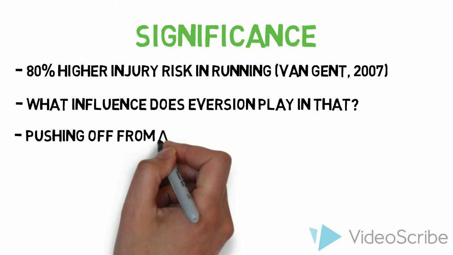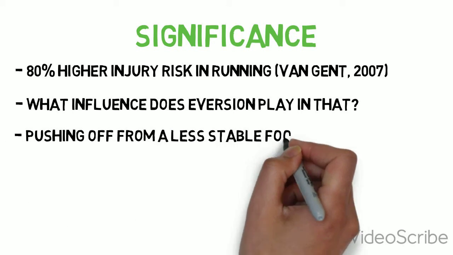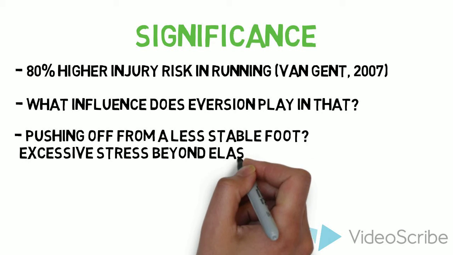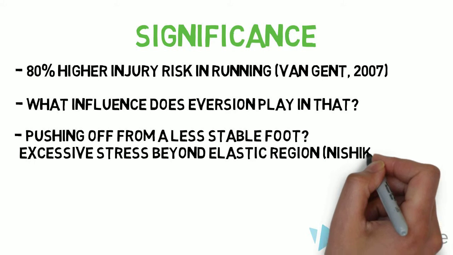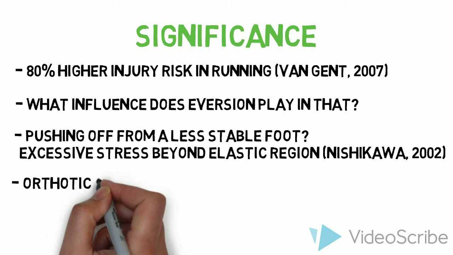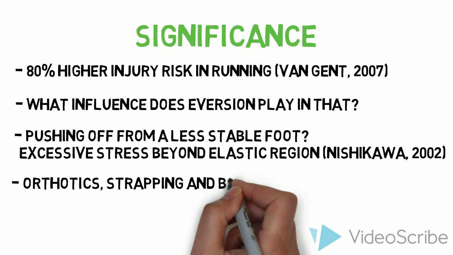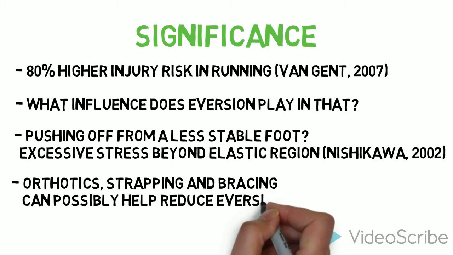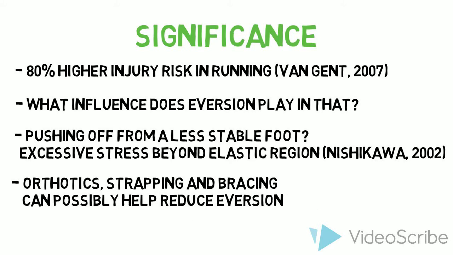According to a study conducted by Nishikawa, excessive eversion of the rear foot may predispose runners to various lower limb injuries due to push-off from a less stable foot, as well as excessive stress beyond the elastic region, which may lead to microfailure. As a result, reducing excessive rear foot eversion using methods such as orthotics, strapping, and bracing may have large implications on injury prevention and rehabilitation.